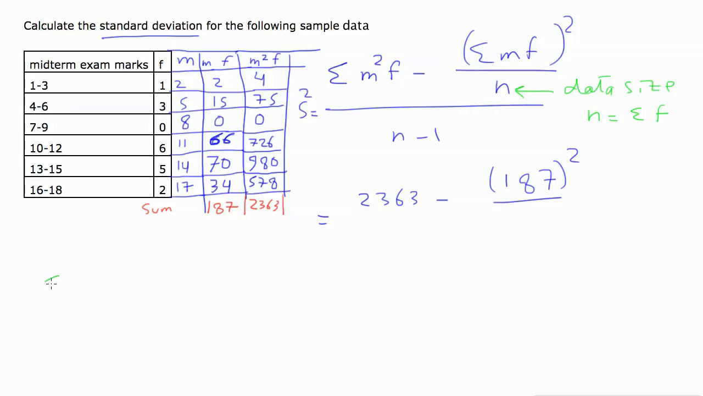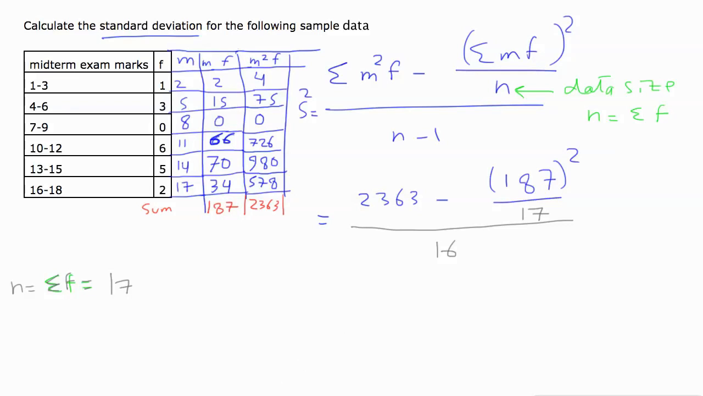Okay, let's get sigma f. Let's use another color because this may not be very clear. Sigma f, the data size n, is in fact the sum of all these frequencies. 1 and 3 is 4, 4 and 6 is 10, and then it's 17. So the data size is actually 17. And when you divide the total quantity, the denominator will be 16 because it's n minus 1.